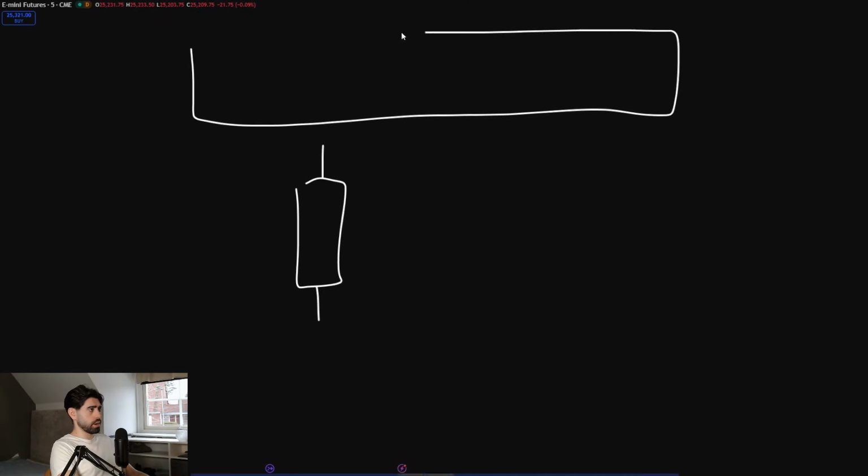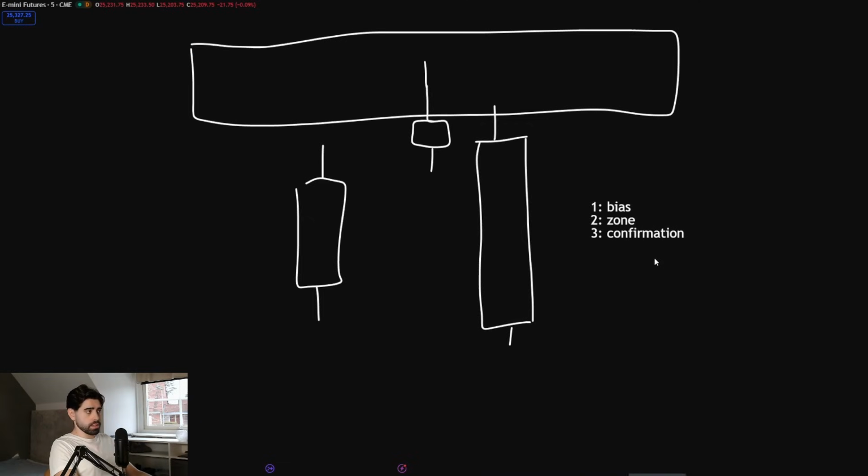Say we have a zone here that we identify on the daily profiles. So for example, value area high, and you want to take a short in this zone. And it's as simple as this. So here are the 3 things we need. We need a bias. You need to identify an important level, a zone. And then you need confirmation.